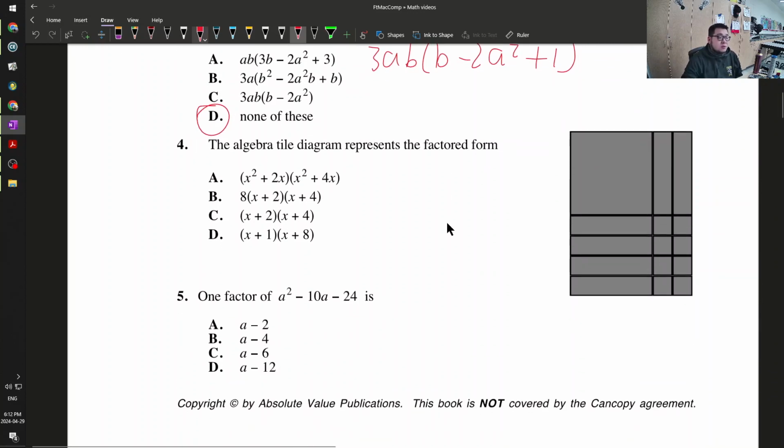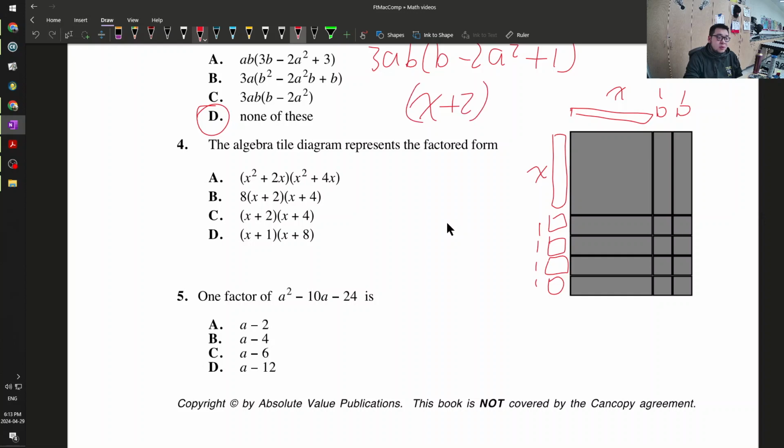Okay, the algebra tiles represent a factor form of... So this big piece is a long one, so that's x. And these are 2 ones, and black means positive. Here we also have a long piece that represents x. Here we have 4 square pieces, each represents 1. So we have x plus 2 on the top times x plus 4 on the side. The answer is C.